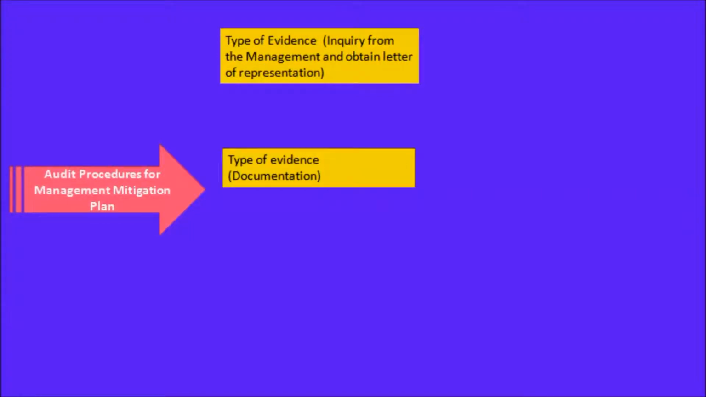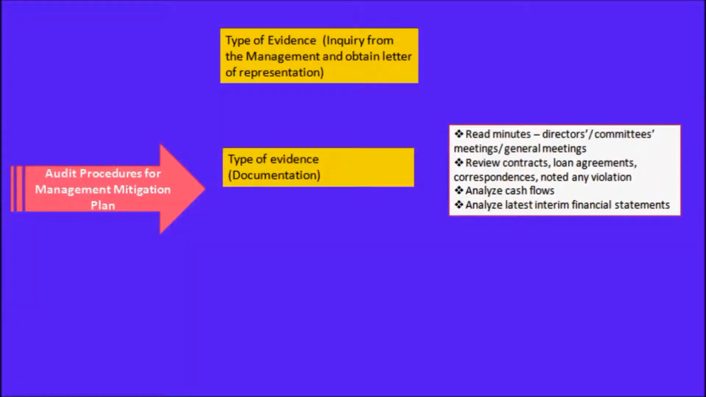First is inquiry from the management and obtaining a letter of representation. The second type of evidence is documentation. For example, read minutes of directors' or committee meetings or general meetings. Review contracts, loan agreements, correspondence, noting any violation. Then analyze cash flow, and then analyze the latest interim financial statement.